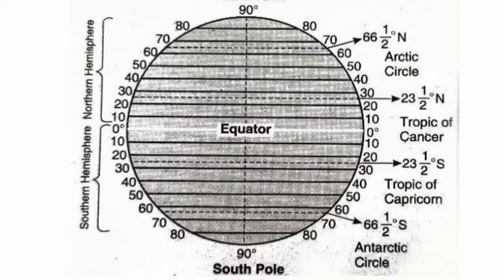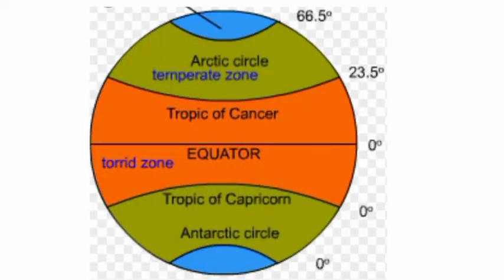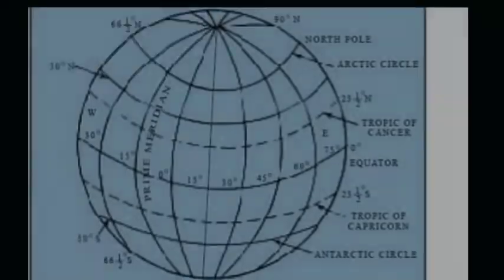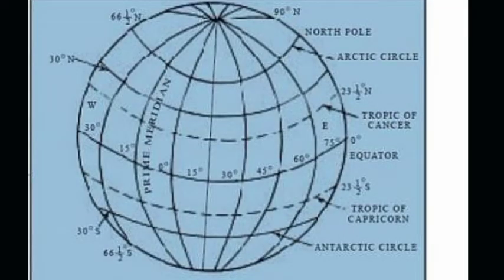The equator is one of the important lines of latitude, and it is numbered 0 degree. We also have the Tropic of Cancer. The Tropic of Cancer is at 23.5 degrees north, and the Tropic of Capricorn at 23.5 degrees south. We also have the Arctic Circle at 66.5 degrees north, and the Antarctic Circle at 66.5 degrees south. The North Pole and South Pole are at 90 degrees north and 90 degrees south.